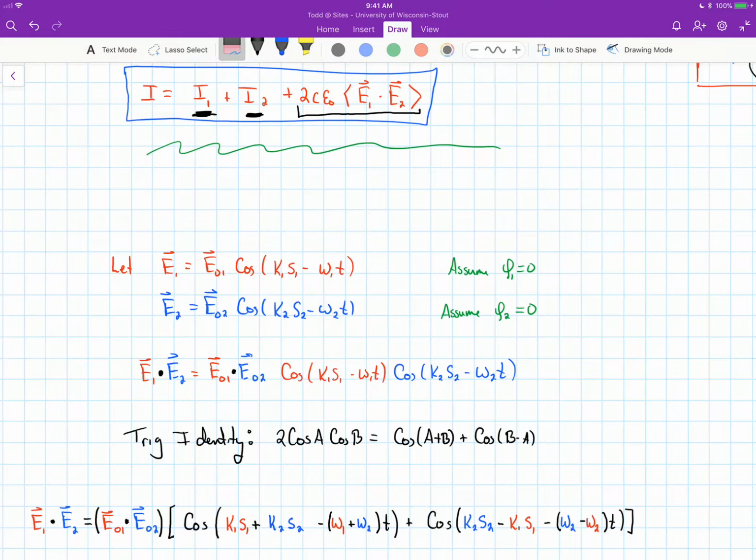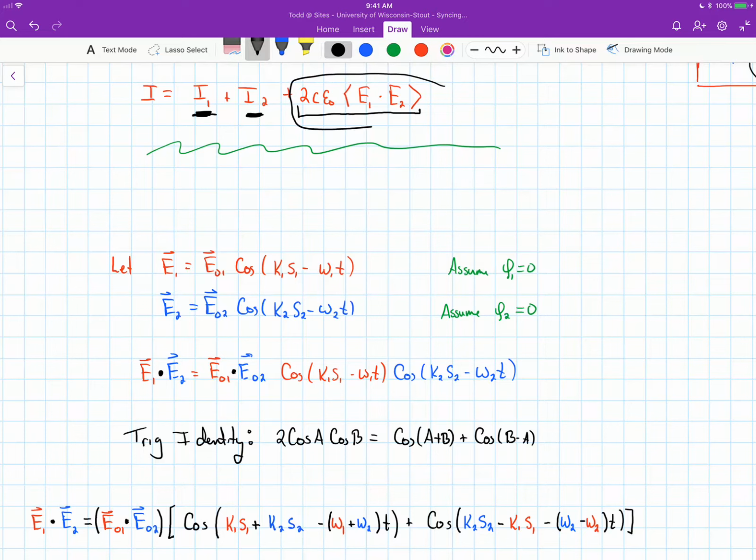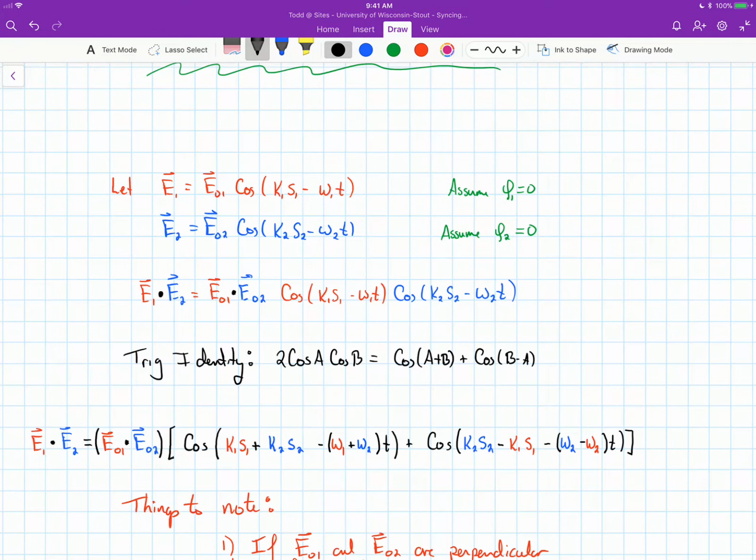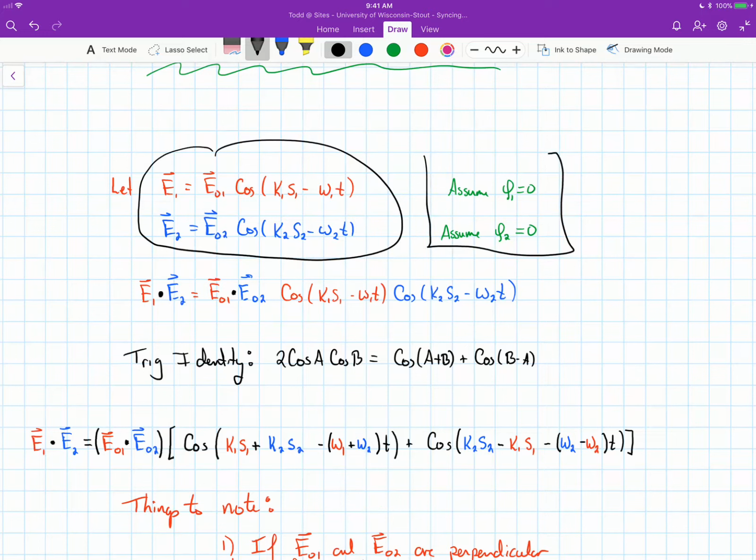So we're going to take a look at the interference term in the total irradiance, and that's going to be this term right here. To do that, we're going to start off by defining our two electric fields. Just for simplicity, we're going to assume that there's no phase shift between them. If there is a phase shift, that will have to be incorporated into this equation.